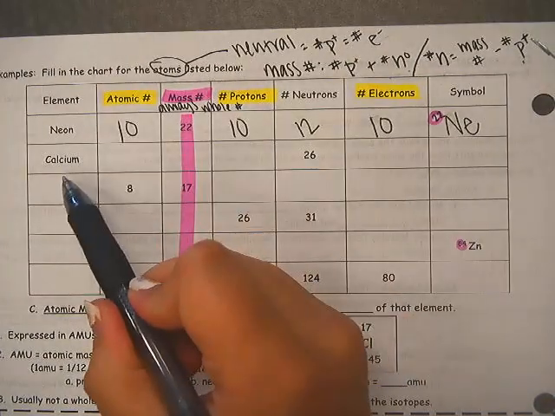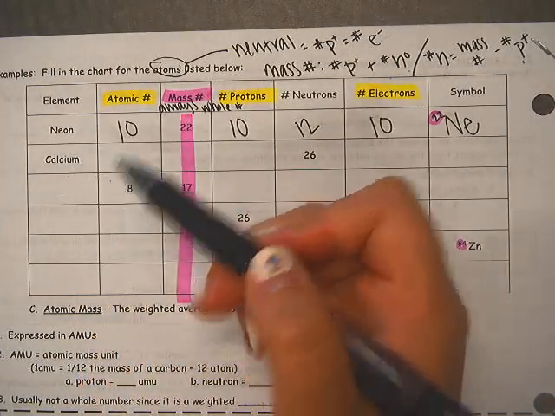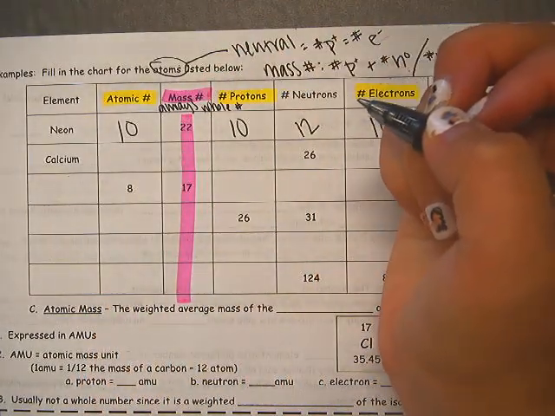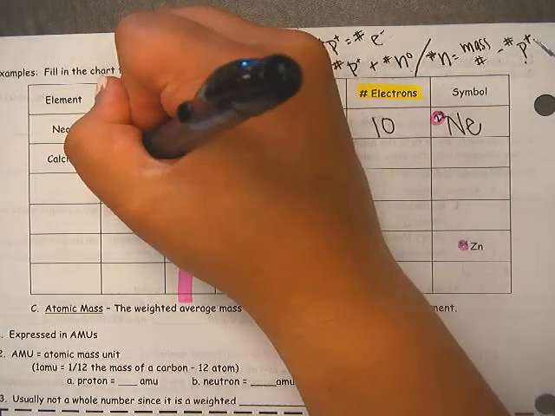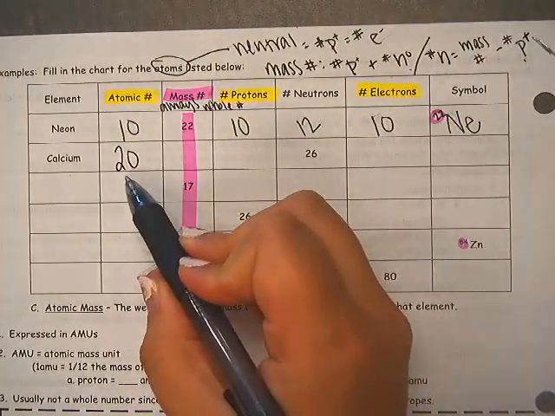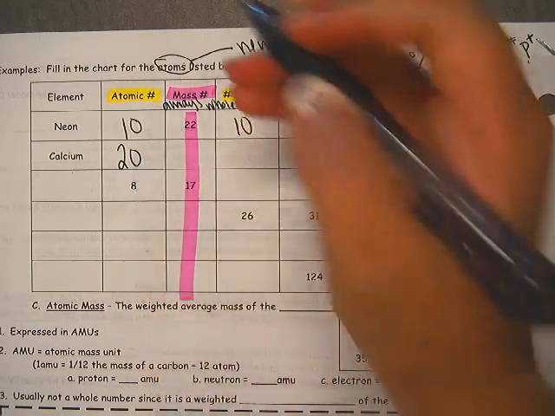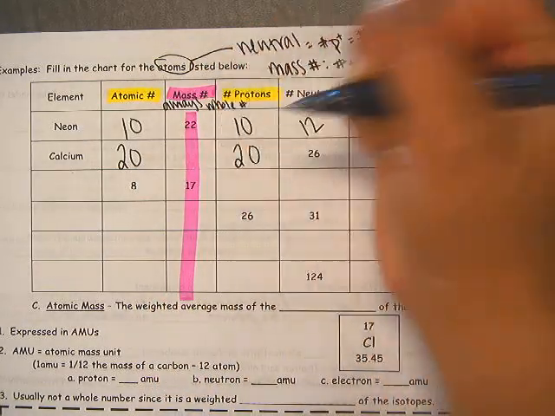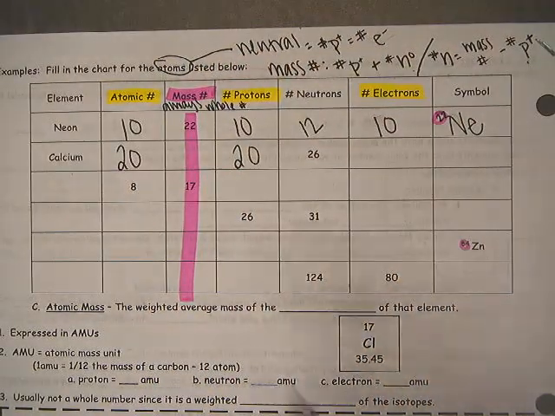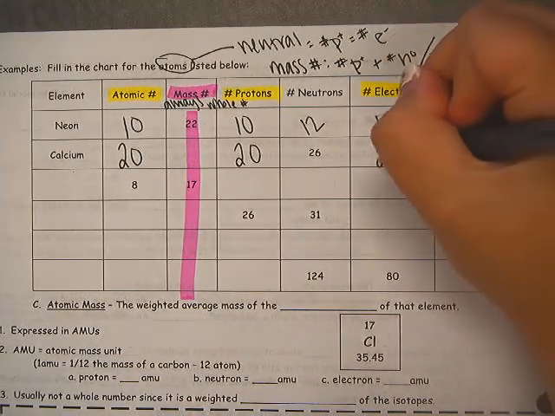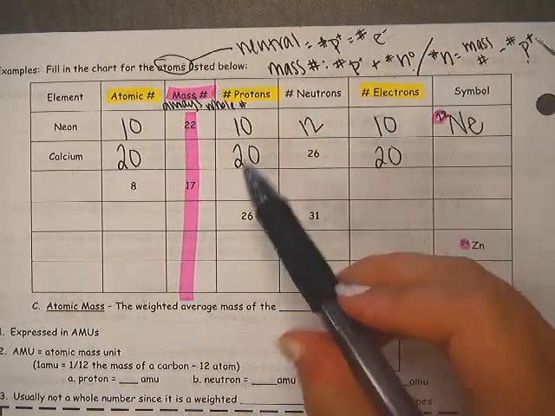So going through this, calcium on my periodic table is number what? 20. If it's atomic number 20, then I know no matter what, the number of protons will be 20. And in this case, since it's an atom, it's also going to be 20 electrons. That makes it electrically neutral.